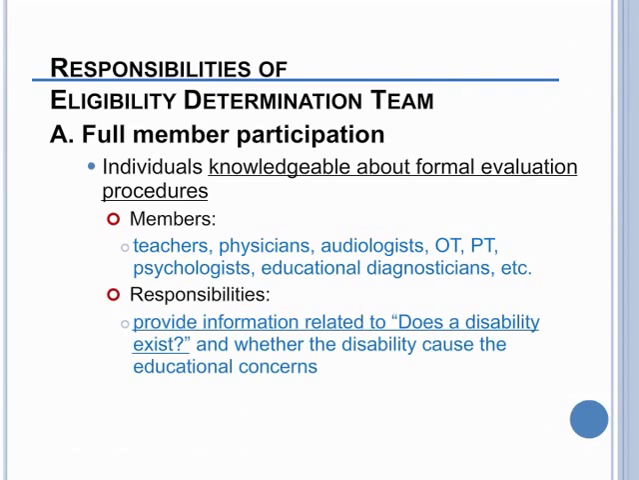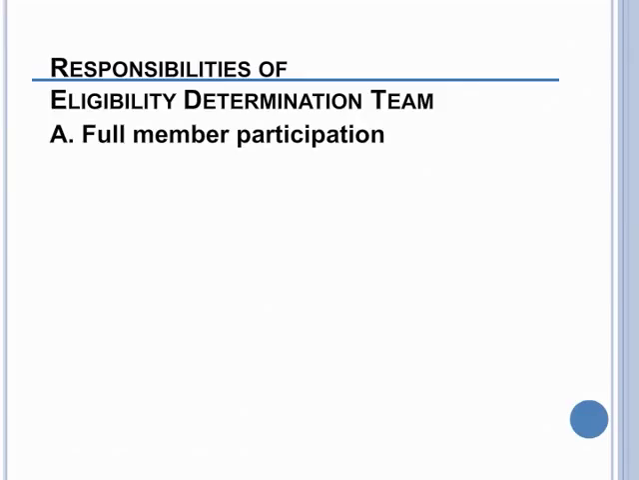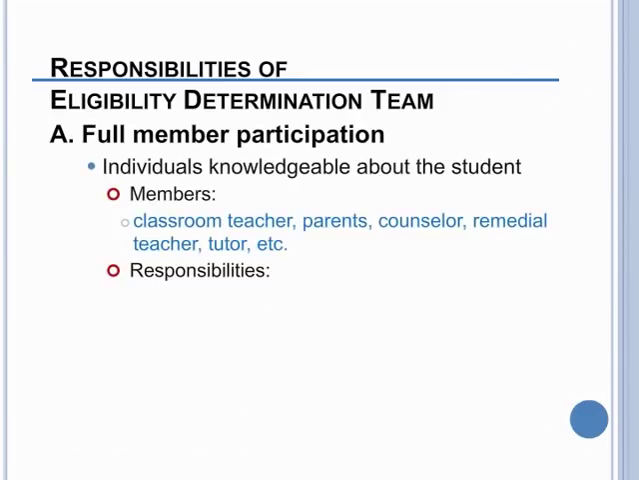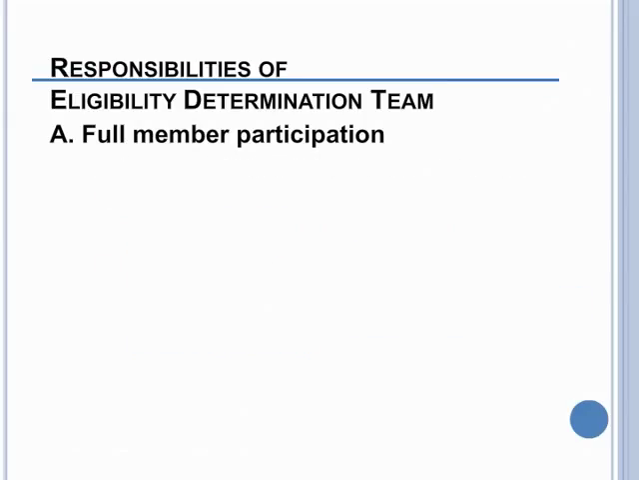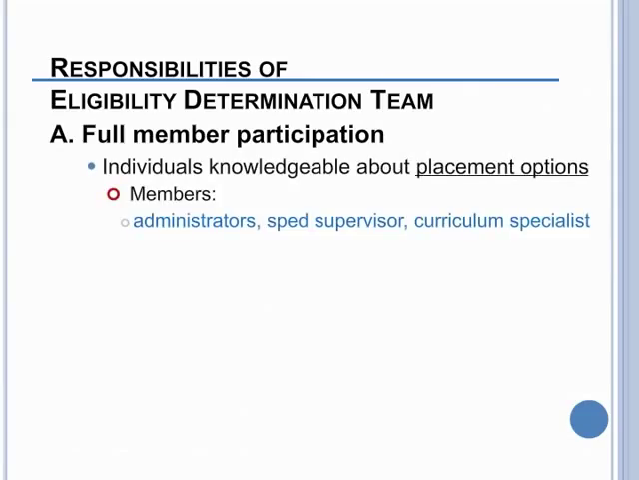Here are some examples of members that would be at this team meeting and responsibilities for each person. It's important that each member participate in this meeting. Other responsibilities could be that you are contributing information for defining the adverse effect and establishing the need for specially designed instruction. Or you could be a part of the placement options. Where is the need for that specially designed instruction?